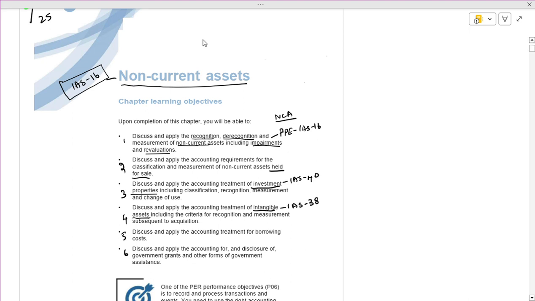We will also discuss borrowing costs: when we have to capitalize them, when we should not capitalize them, when we should treat them as capital expenditure and when we should not. Apart from that, we are also going to cover a very major part with respect to government grants, and how government grants have to be treated.